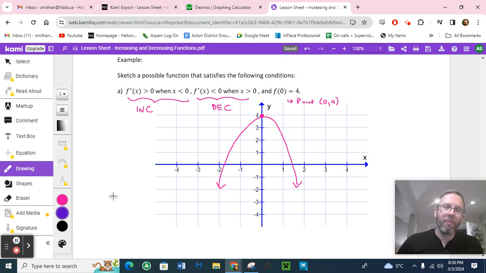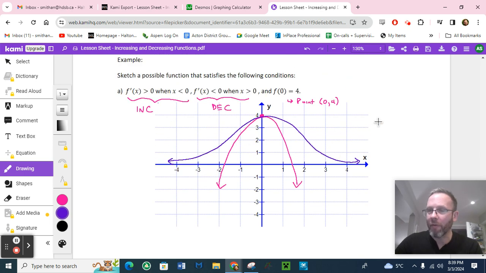But there's actually many types. Some of you guys are taking data management, and you're going to work with functions that look like this. This is called a normal distribution or a bell curve. We have the same maximum at 0, 4, but it levels off to a horizontal asymptote of y equals 0. But this function as well is increasing all the way to 0, 4 and then decreasing all the way after. But I think if you came up with that quadratic function that opens downwards, that's great. That's totally good enough. I just wanted to show you that there are other possible functions that would work.